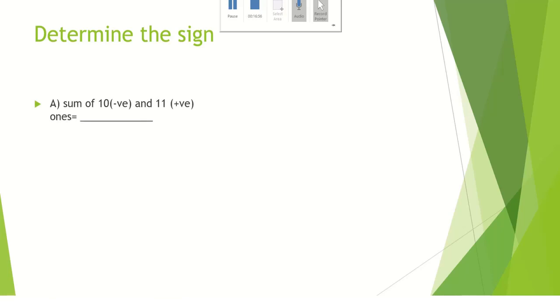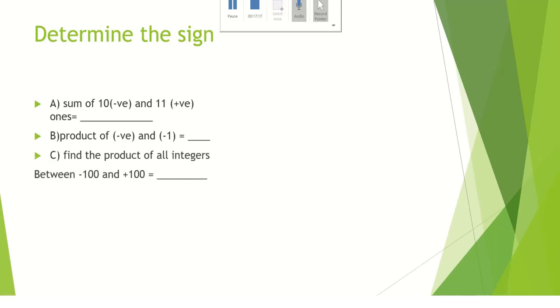Here it's just like a fill in the blanks: sum of 10 negatives and 11 positive ones. Just observe the question. Here, product of negative and minus 1. What is actually the number? Observe the questions. Find the product of all integers between minus 100 and positive 100. Find the sum of all the integers between minus 100 and 100.